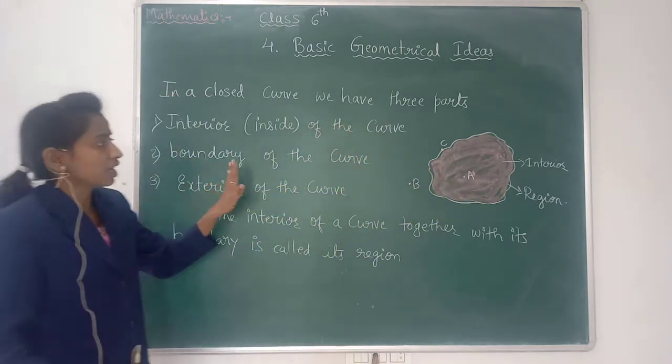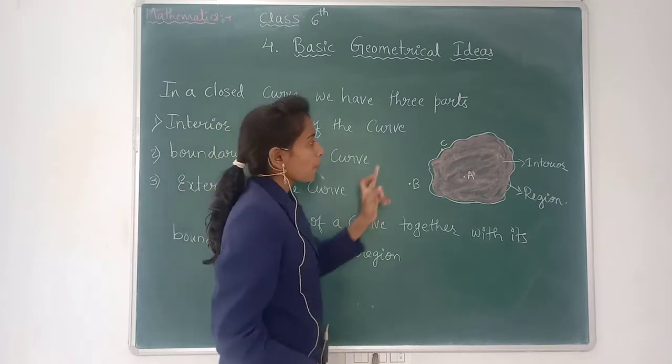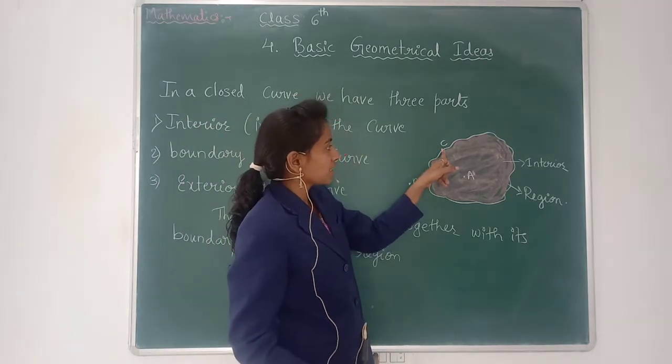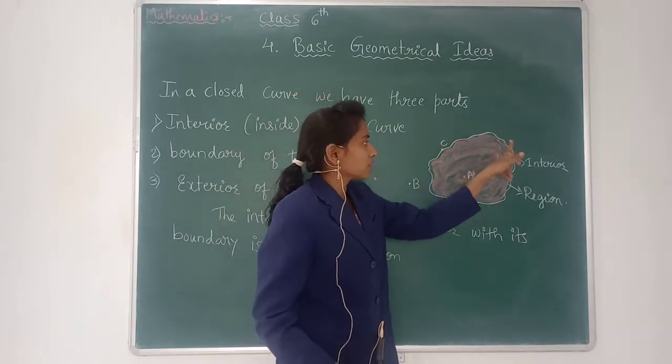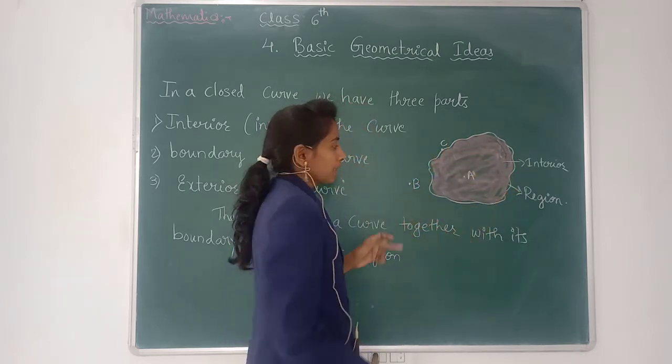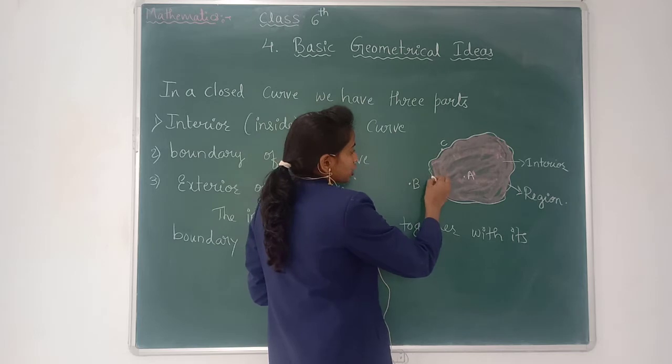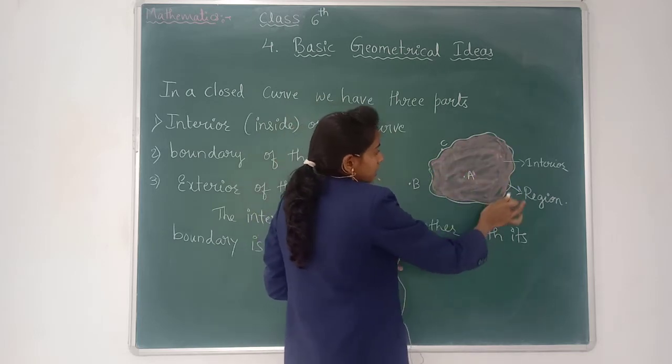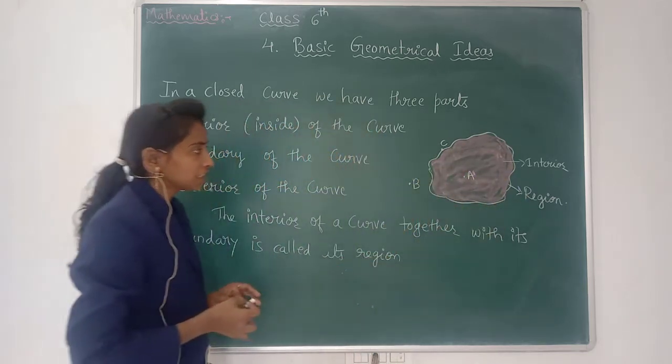Next is the boundary of the curve. Here, point C has this boundary and lies on this boundary only. Whatever we have marked with the white chalk is called the boundary of the curve.